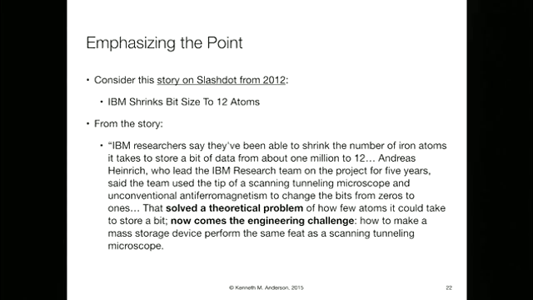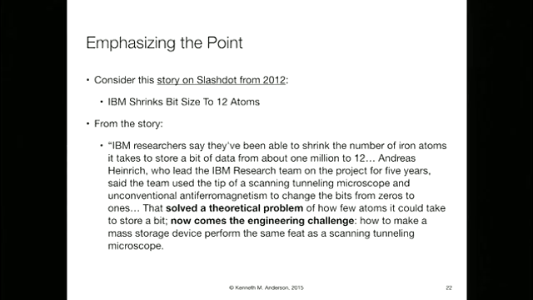All right, so here's a great example of this from 2012. IBM shrinks bit size to 12 atoms. So this was 3 years ago now. IBM researchers say they've been able to shrink the number of iron atoms it takes to store a bit of data from about 1 million to 12. Andreas Heinrich, who led the IBM research team on the project for 5 years, said the team used the tip of a scanning tunneling microscope and unconventional anti-ferromagnetism to change the bits from zeros to ones. And this solved a theoretical problem of how few atoms it could take to store just one bit.